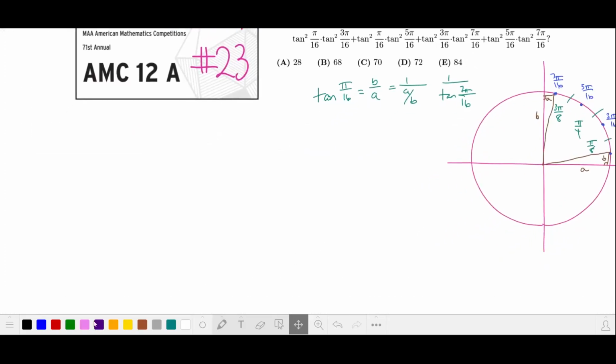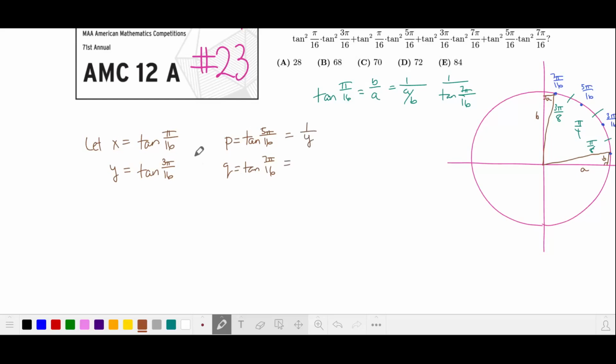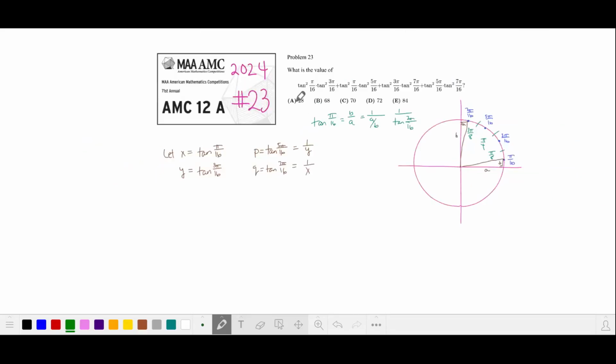To save a little time, I'm going to do some variable substitutions. We'll let x, y, p, and q be the tangents of pi over 16, 3 pi over 16, 5 pi over 16, and 7 pi over 16. So p is going to be 1 over y, and q is going to be 1 over x. Let's rewrite the given equation in terms of these variables.